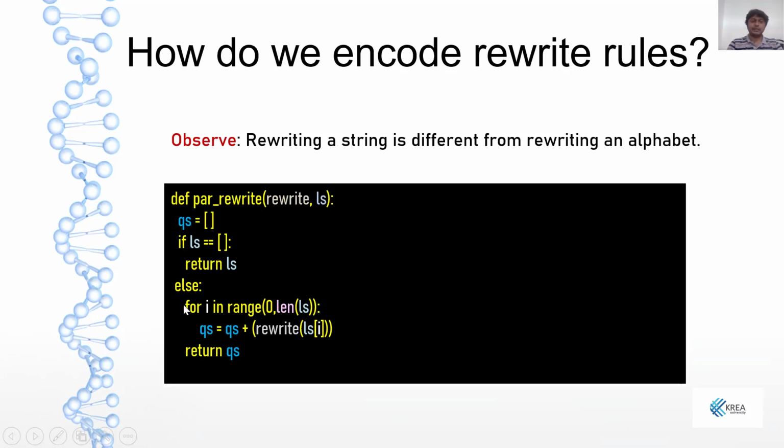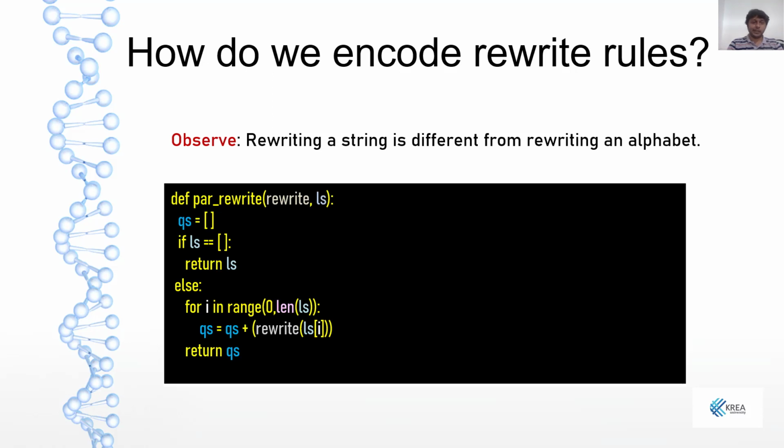But if the list is not empty, first it looks up this dummy variable we have called QS, which is an empty list. Now you parse through the list. At each point, it rewrites the alphabet of the list that you have, and corresponding to the alphabet, it gives out the word, and that word keeps getting added to QS. Since it keeps getting added to QS, QS primarily consists of the word in which each alphabet is rewritten. And so it returns the list ls rewritten under parallel rewriting. So this is how par_rewrite works.